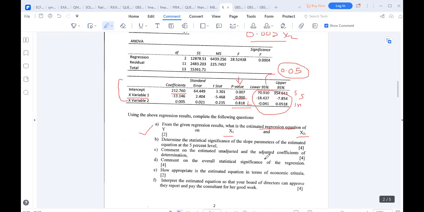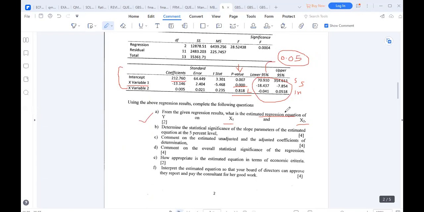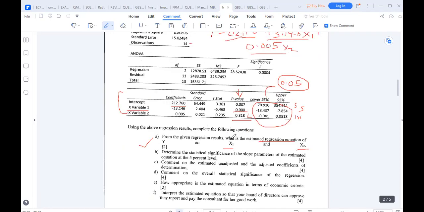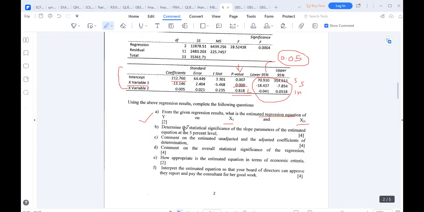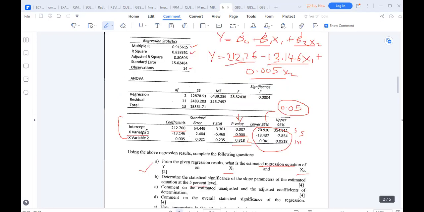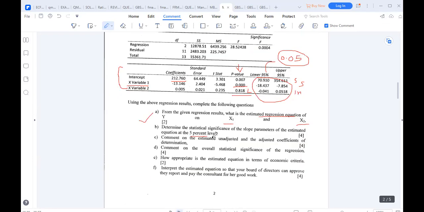All right. From the data above, what is the estimated regression equation of Y on X1 and X2? I already told you, when they tell you to estimate Y on X, they're actually telling you to write down the regression equation. Then number 2, determine the statistical significance of the slope parameters estimated at 5%, 4 marks. These are the slope parameters, variable 1 and variable 2. Variable 1 is significant because the 0 is not caught in the interval. Variable 2, however, is not significant because the 0 is caught in the interval. So you get your 4 marks for stating that. Are we together?